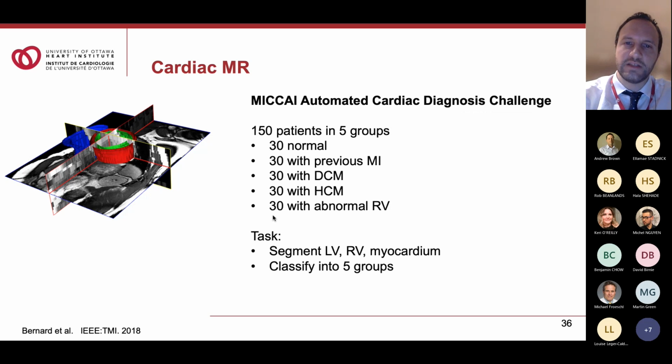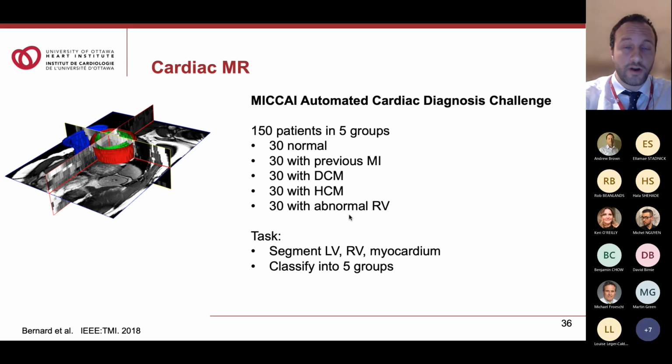And in 2017, there was a competition launched by MICCAI. It was titled the Automated Cardiac Diagnosis Challenge. The task that was proposed was to segment the left ventricle, the RV, and the myocardium, and to classify 150 patients into 5 different groups based on the disease entities that the patient had.